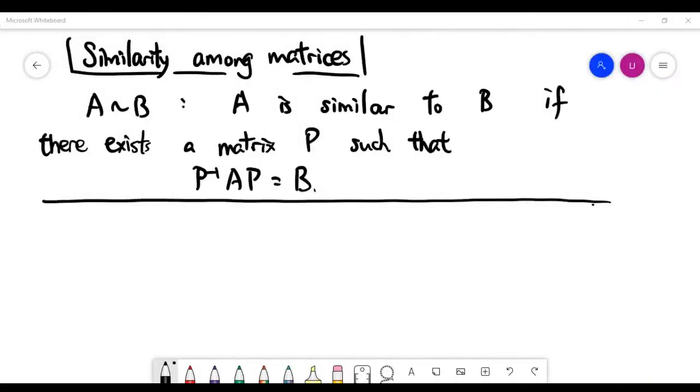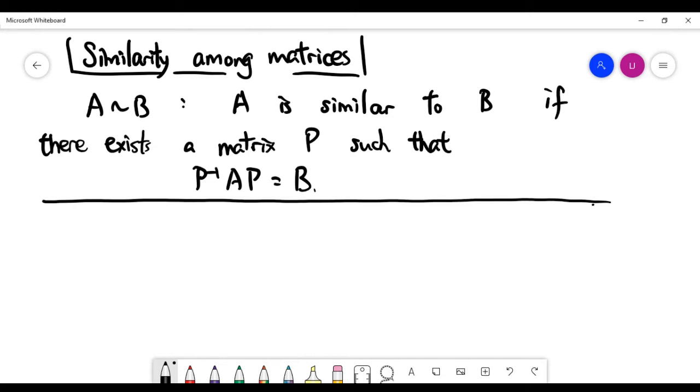So please look at the current video. We look at an interesting concept which is called similarity among the matrices. And we're assuming that all the matrices we talk about in this video are all square and have the same size, n by n. And please look at my notation.